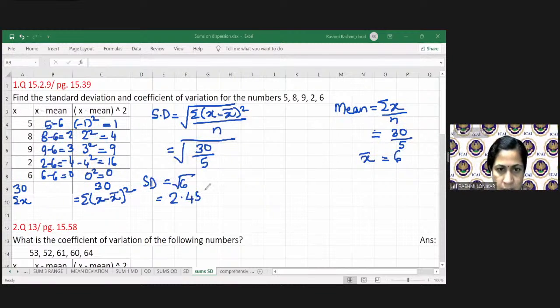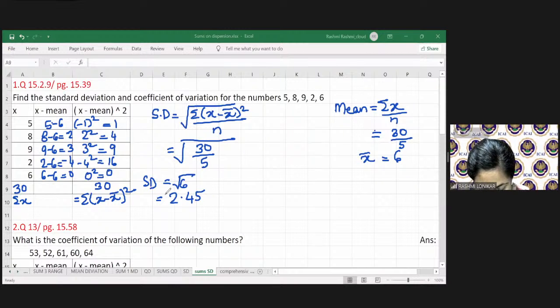Okay. So numbers are given. Find the mean. Find x minus mean. Then square it and then add it. So you will get the summation x minus x bar whole square. Then put it in the formula. Standard deviation is equal to square root of summation x minus x bar whole square upon n, and you will get the answer as 2.45. Right? Understood?